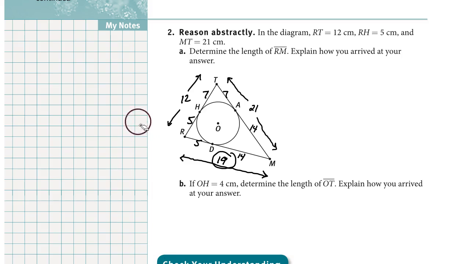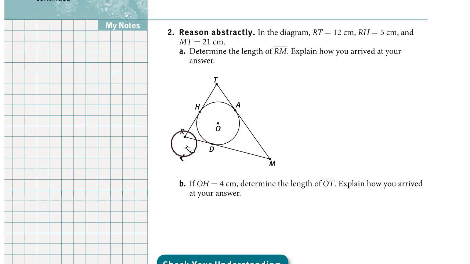Let's use this same drawing but change some of the information up and answer question B. So I'm going to erase all the stuff that had to do with question A. In question B, if OH is 4, so this distance here, let's label 4, determine the length of OT. So how long is it from O all the way to T? Well, we can find this using some of the theorems that we've learned about chords. First of all, the radius of the circle will touch point H at a 90-degree angle. Now we have a right triangle.